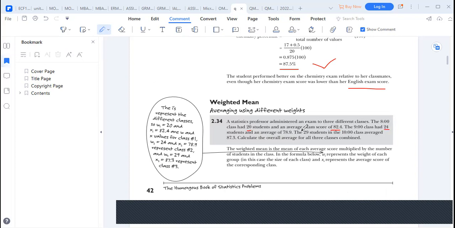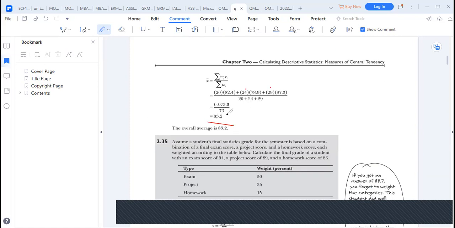I repeat, you get the number times the average score, you multiply. Number times the average score, multiply. 29 times the average score, multiply. The total you get, you divide now by the number, 20 plus 24 plus 29. So this is what we did here, all together. Yes.